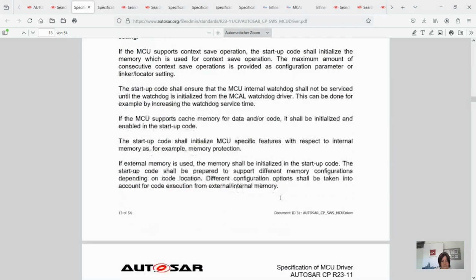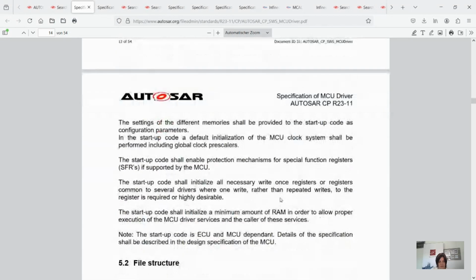It's a general introduction. I cannot give all the details on the driver. Depending on which of the MCAL drivers you are working on, you need to check what your interfaces to the MCU are.